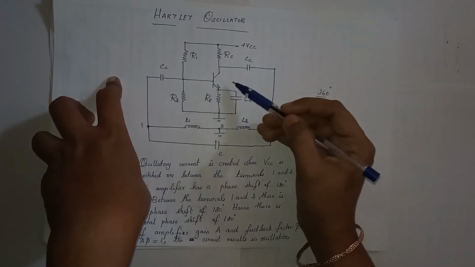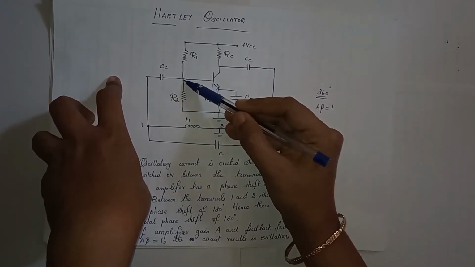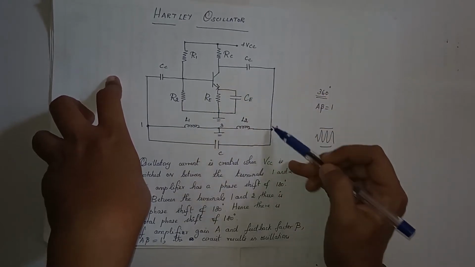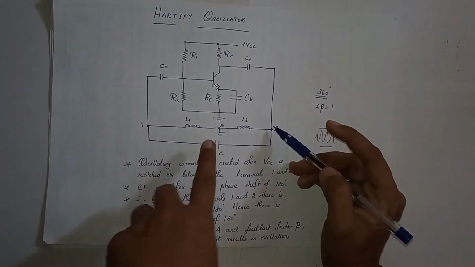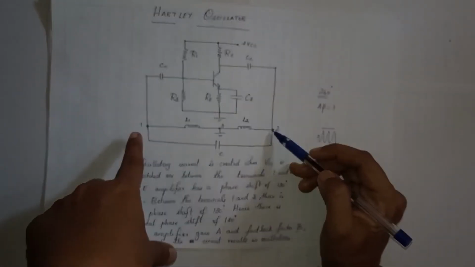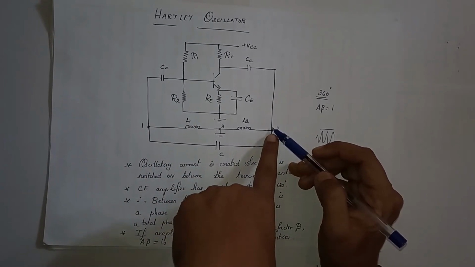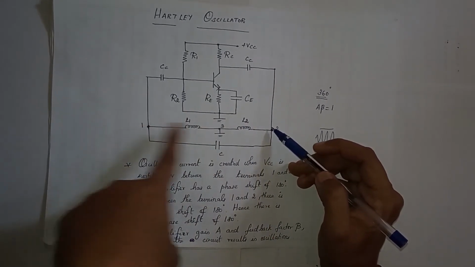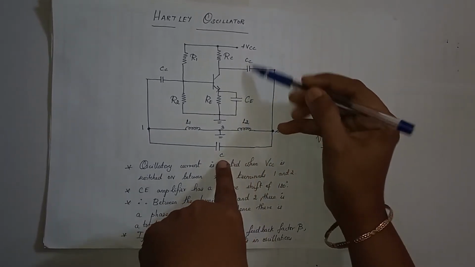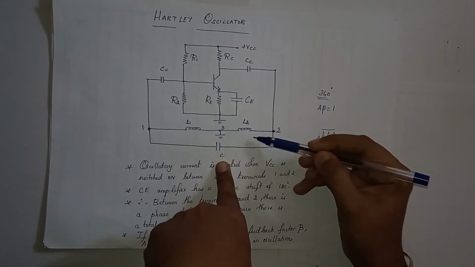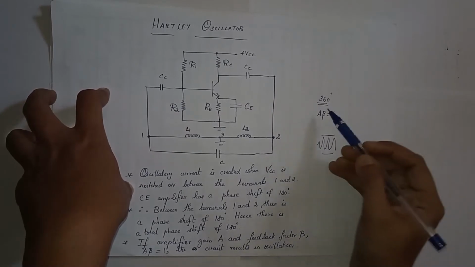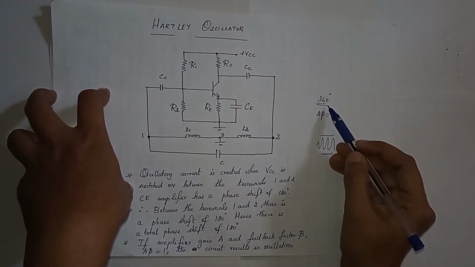As I told you before, when I give a positive going input, the output will be negative going. Because this is negative going, terminal 2 will be at negative voltage, terminal 3 is at ground level, that is 0, so automatically terminal 1 will be at positive voltage. So between terminal 1 and terminal 2, you'll have a phase shift of 180 degrees. So here a phase shift of 180 degrees and here a phase shift of 180 degrees. Totally you'll be getting a phase shift of 360 degrees. So the first Barkhausen criterion is satisfied.